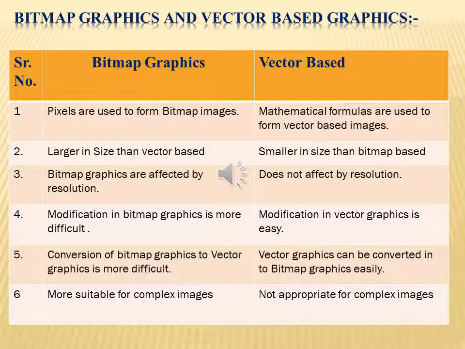Fourth, modification in bitmap graphics is more difficult, while in vector based, modification is easy. Fifth, the conversion of bitmap graphics to vector graphics is more difficult, while vector graphics can be converted into bitmap graphics easily. The last difference is that bitmap graphics are more suitable for complex images, while vector based is not appropriate for complex images.